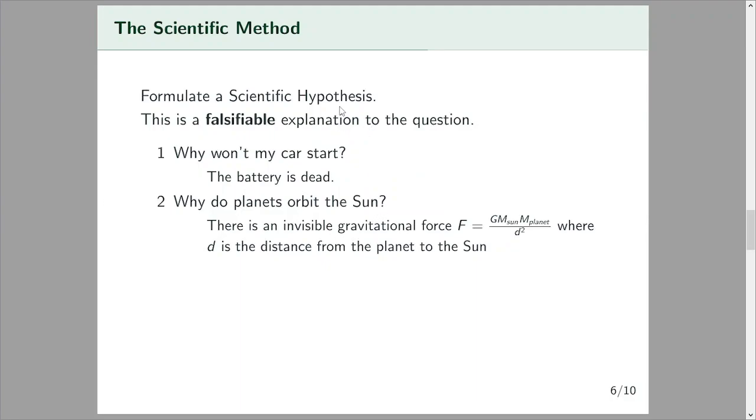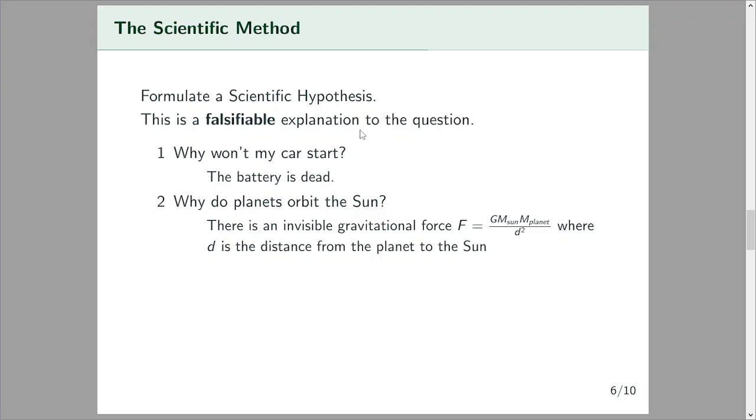And so now you want to formulate a scientific hypothesis. This was step 3. And you've all heard of a hypothesis. A hypothesis is really just a guess. In layperson's language, we might call it a theory. When scientists talk about theory, they're talking about something different. But a hypothesis is what we call it, it's a guess. A scientific hypothesis is special in that it's falsifiable. So this is an explanation to the question, but it's falsifiable. Falsifiable means capable of being proven false.